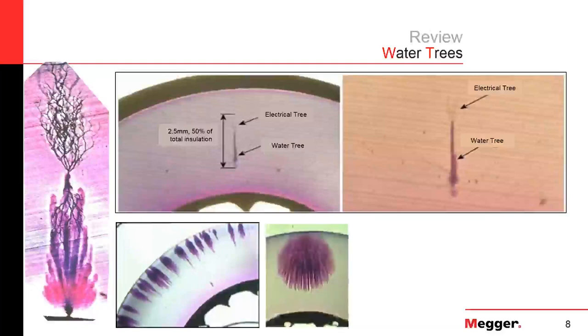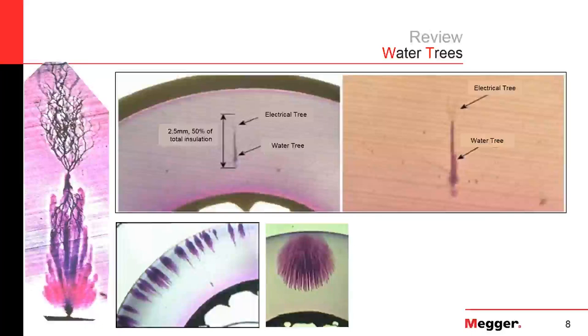What we need to be concerned about, though, is when they become a critically sized water tree. That's when they become a problem. This water tree, as pictured here, would be in danger of failing at any time in service. It's breached enough of the insulation to create a very high voltage stress at the tip of that.